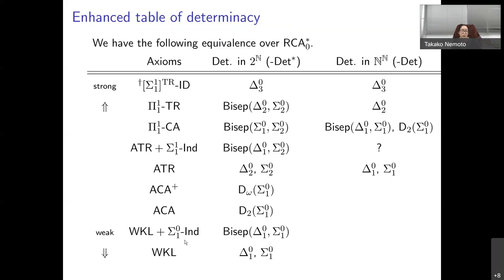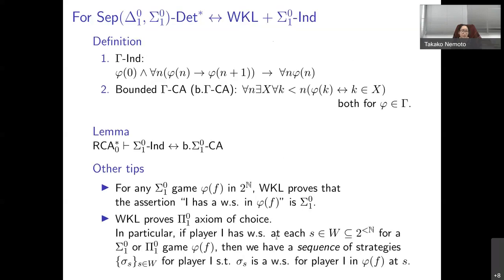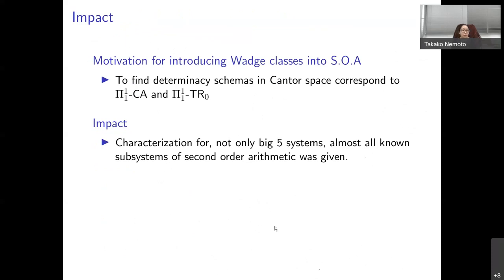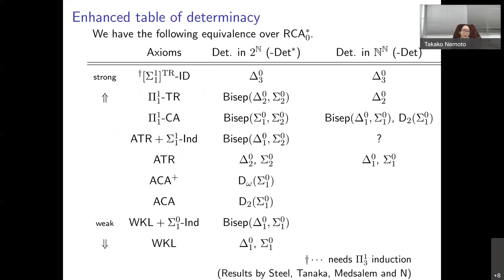And over that, adding Σ^0_1 determinacy and induction is characterized by a class from the Wadge hierarchy. I will skip it, unfortunately. So the first idea, I introduced Wadge classes to this research of infinite games just to fulfill this part here. But later it turned out that almost all known systems of second order arithmetic can be characterized by determinacy. And it really varies from very weak systems up to very strong systems.